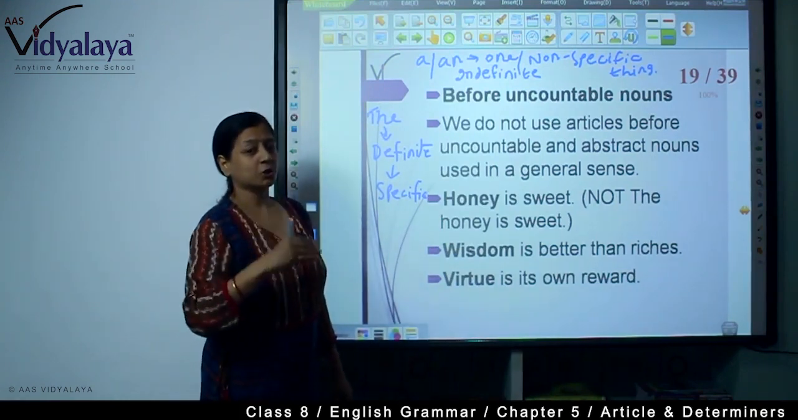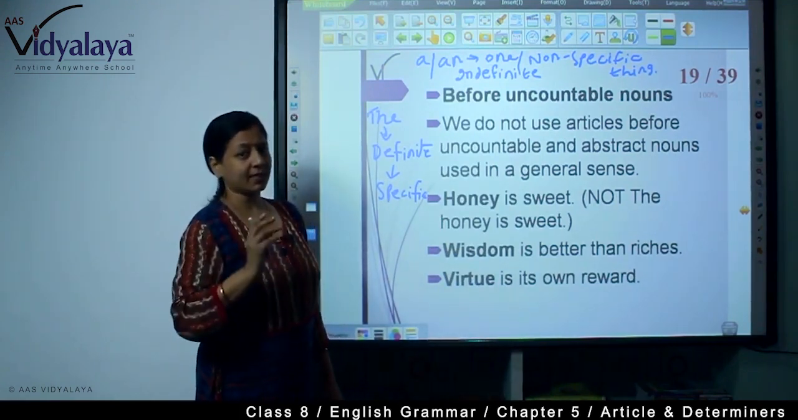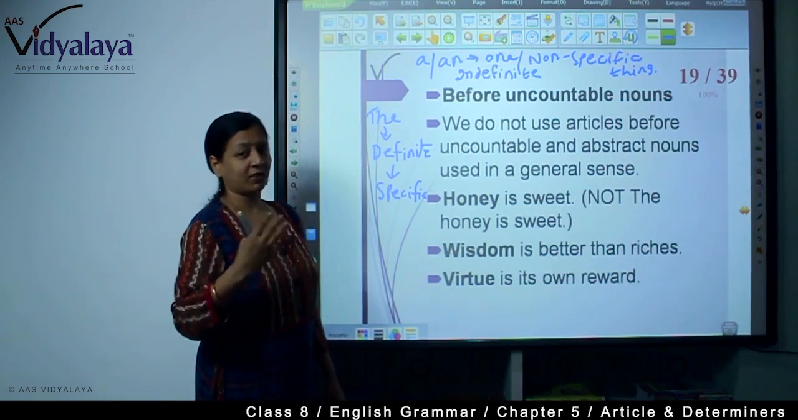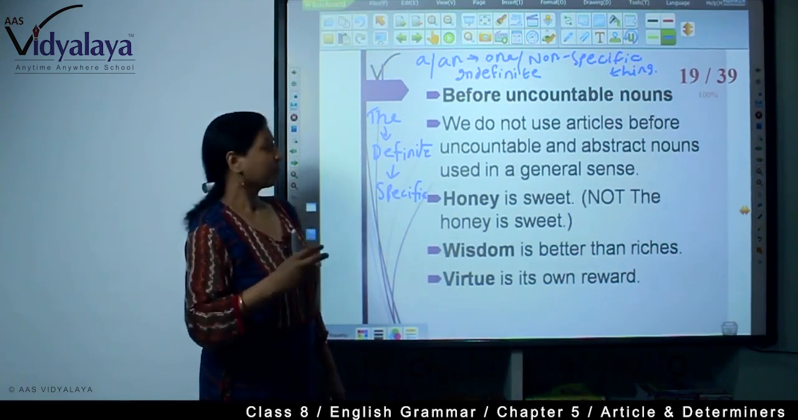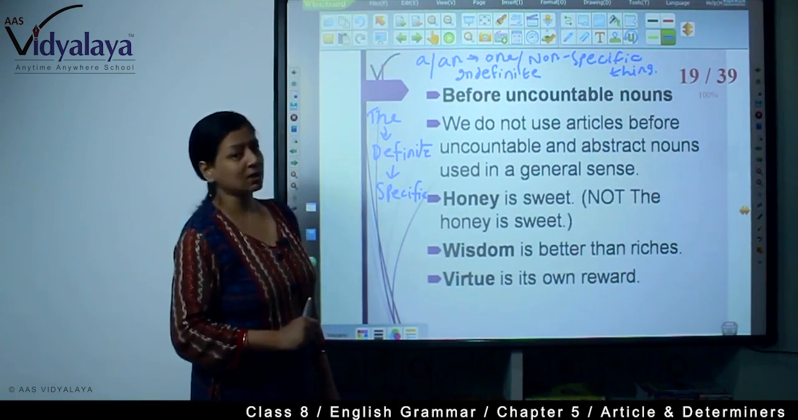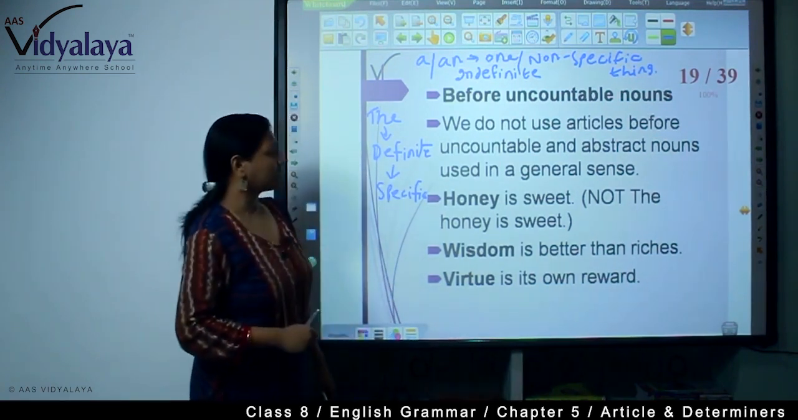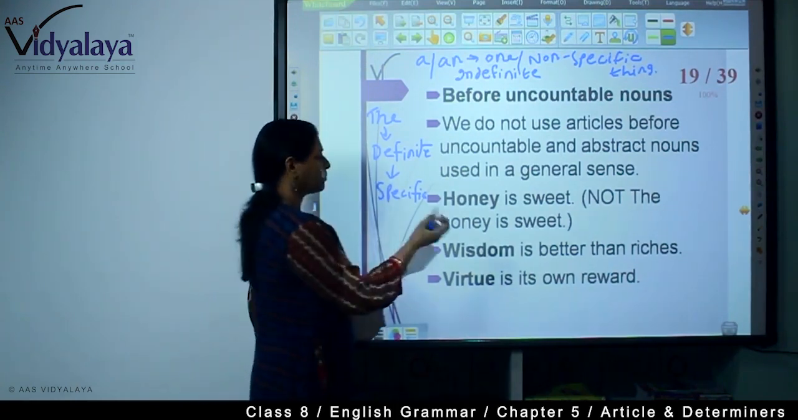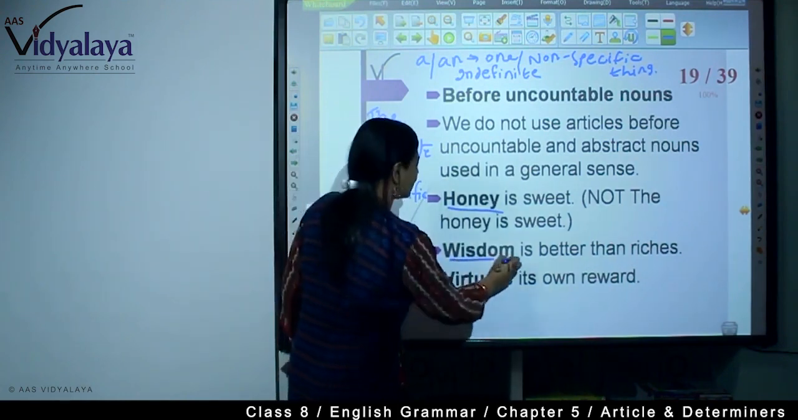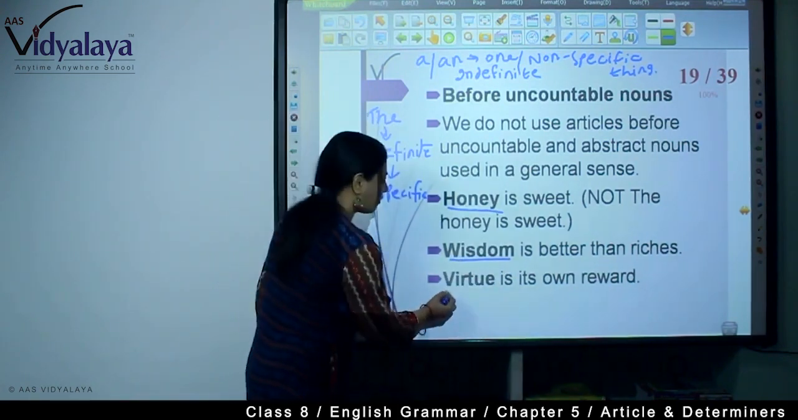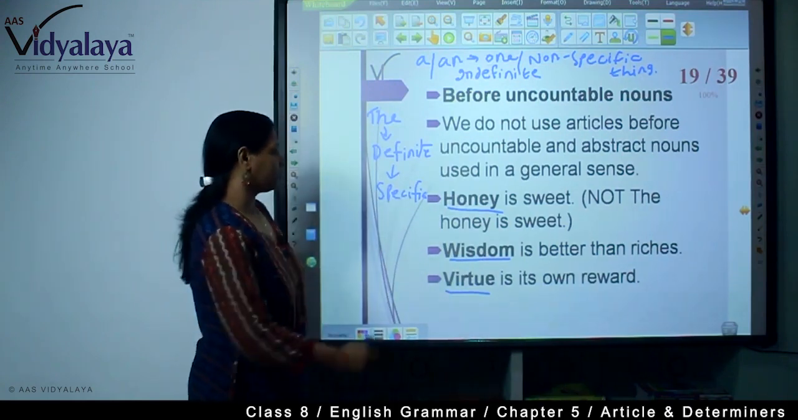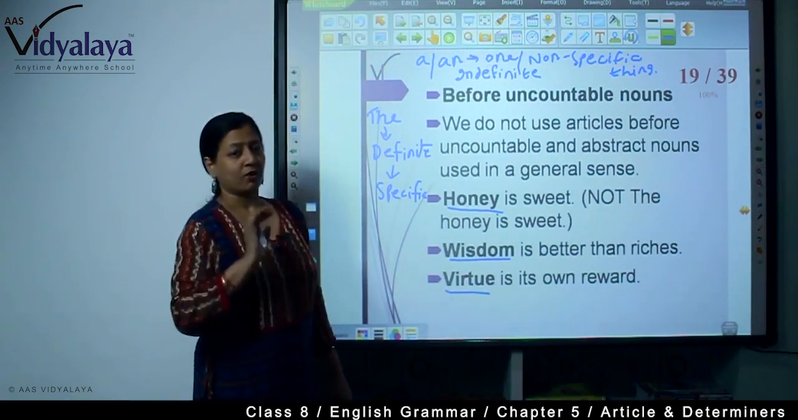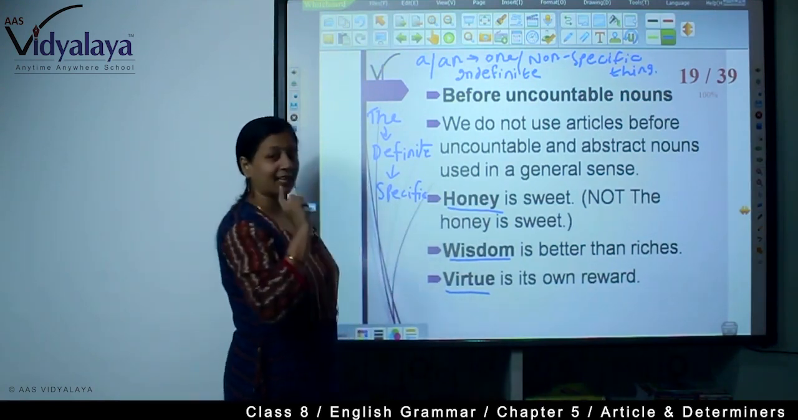So, where should we not use these articles, definite and indefinite? Let's start. Before uncountable nouns, we don't use articles. We don't use articles before uncountable and abstract nouns used in a general sense. For example, honey is sweet. Wisdom is better than riches. Virtue is its own reward. We don't write the honey or the wisdom or the virtue. We haven't used any article.